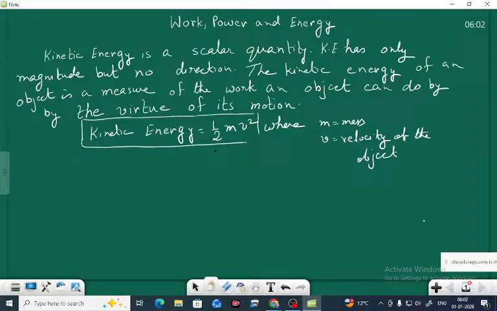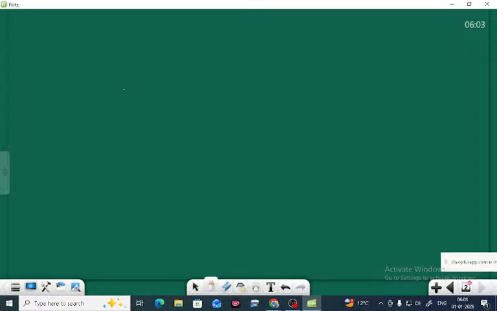Now we are going to discuss another important thing, that is work done by a variable force. In the previous class we learnt about work done by a constant force, and today I am going to discuss work done by a variable force. If the force is changing, in that case what we get is work done by a variable force.